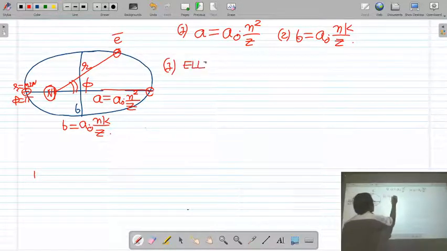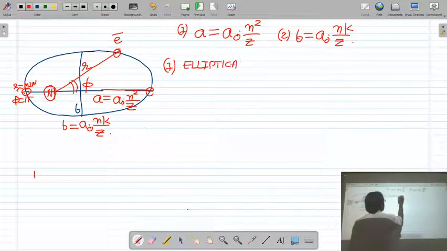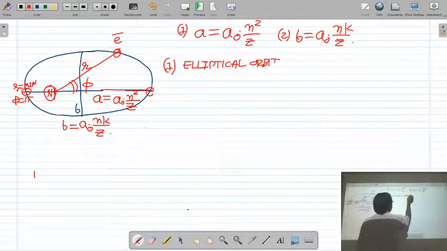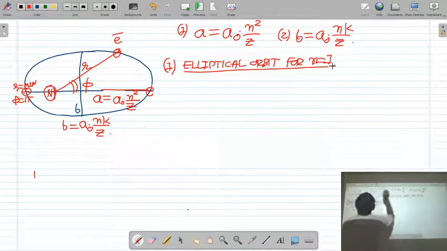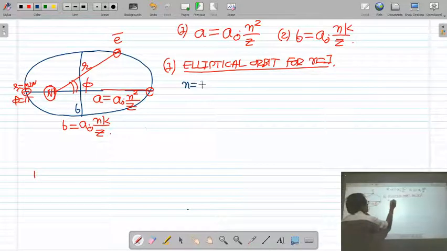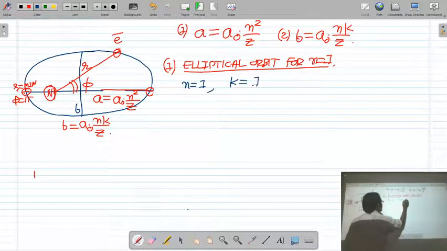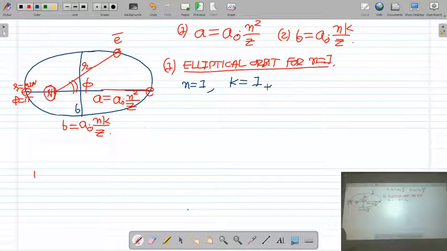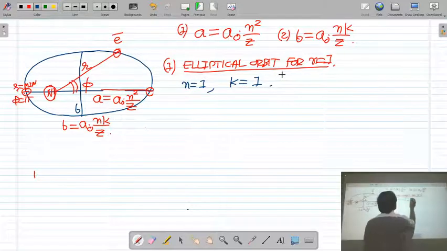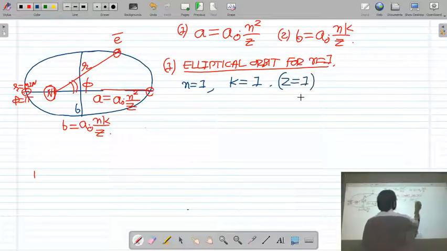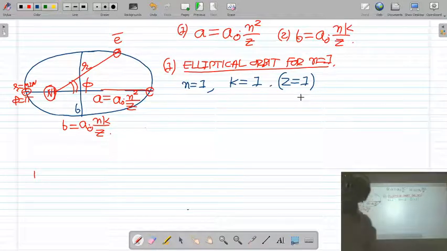Let us draw the elliptical orbit for n is equal to 1. For n is equal to 1, we have only one value of k, that is 1. Putting these values, and for hydrogen, you know, Z is always equal to 1. So let us draw the elliptical orbit for n is equal to 1.